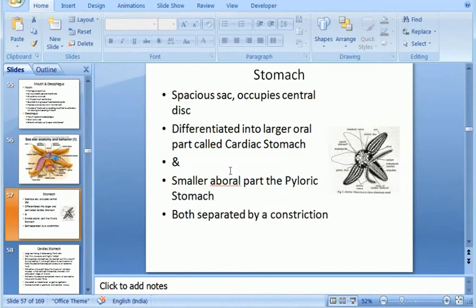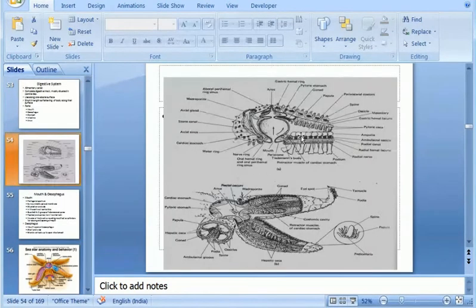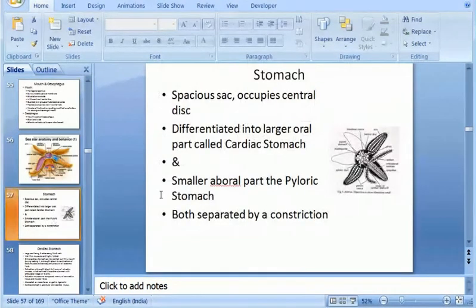So the bottom part is the cardiac part because it is on the oral side, and the part above it is the pyloric stomach, which is on the aboral side. It is the smaller part, and both are separated by a narrow constriction, as we have seen in this vertical section here. So this is the cardiac part on the oral side, then the pyloric part, and a narrow constriction between these 2 parts. See, this is relatively simple and easy to remember. Both parts, cardiac and pyloric, are separated by a constriction.